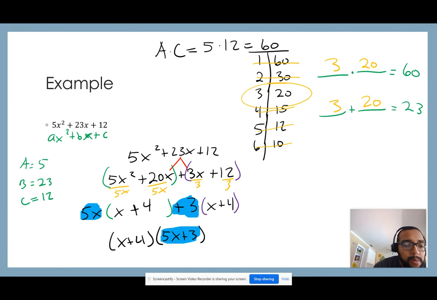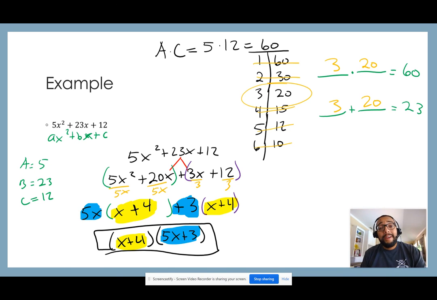Now, grouping will work when your a value is 1, but I prefer for you to do the other method when a is 1, just because it's a lot easier and quicker. If you watch this whole video and you're like, I still don't like that, well, there's 2 other methods that you can do as well.